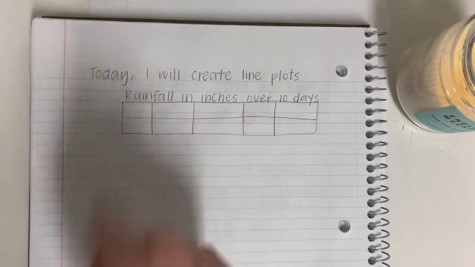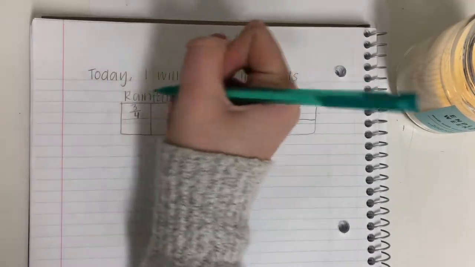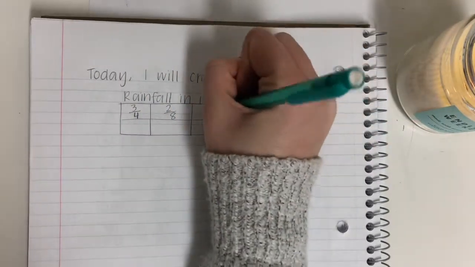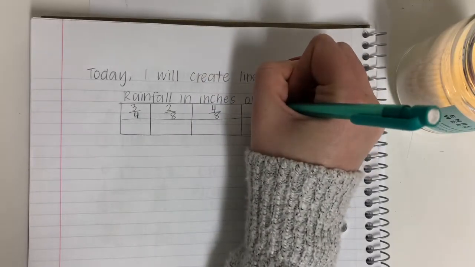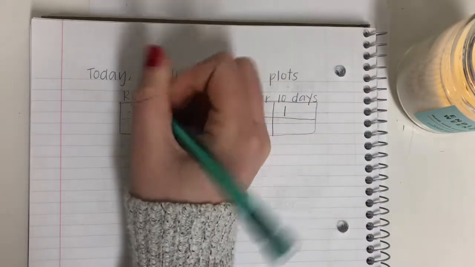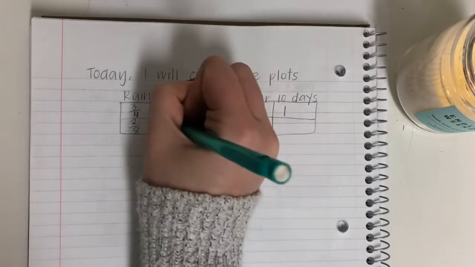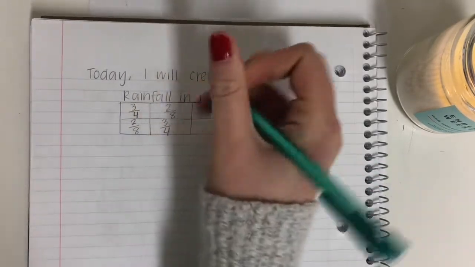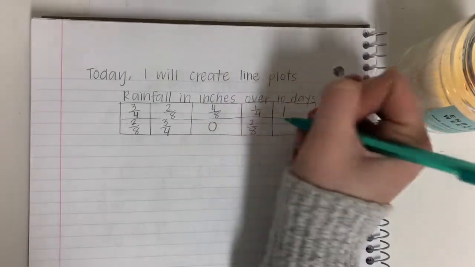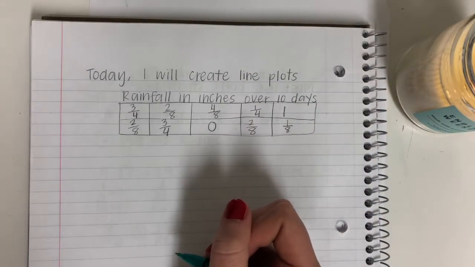Okay, so now I'm gonna give us our different inches of rain each day over 10 days. So each box represents 1 day. So 3/4 on 1 day, 2/8, 4/8, 1/4, 1 whole, 2/8 of an inch, 3/4 of an inch, 0 inches, so nothing that day, 2/8 of an inch, and 1/8 of an inch.